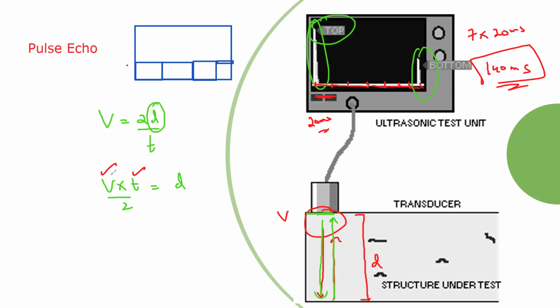v is the speed of the wave we are using. If it is ultrasonic, we are using a sound wave. We know the speed of sound in different materials, so v is constant. So v multiplied by t divided by 2 gives us the distance or the width.